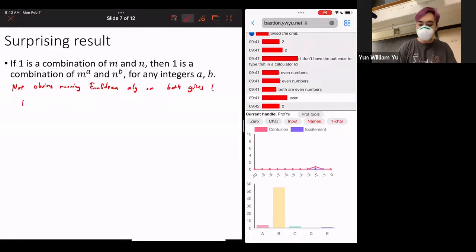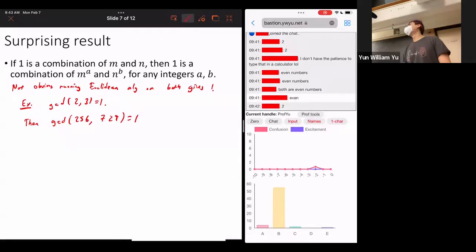Why is that? Well, as an example, it's pretty obvious that the greatest common divisor of 2 and 3 is equal to 1. Well, then it turns out that from that fact, you know that the greatest common divisor of 256 and 729 is equal to 1. Because this happens to be 2 to the 8, and this happens to be 3 to the 6.